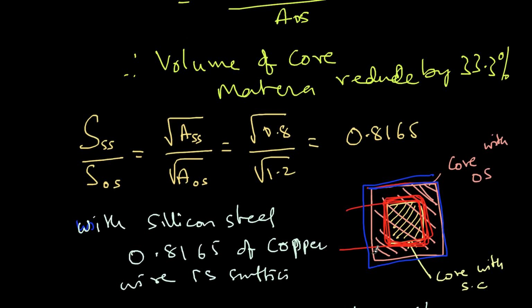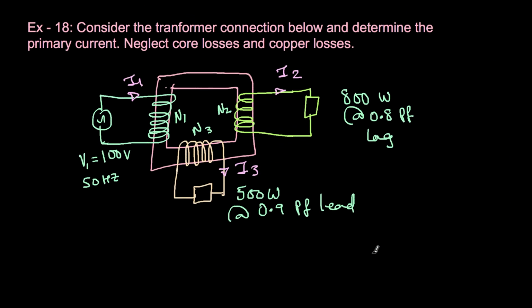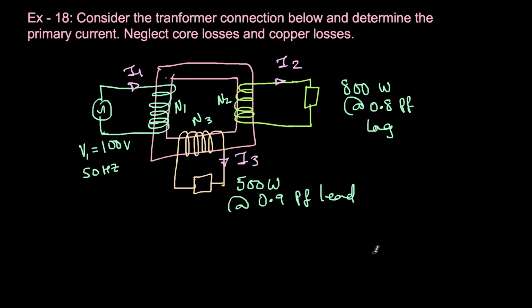All right, let's continue. This is kind of my own problem. Consider the transformer connections given below. Determine the primary current, neglecting the core losses and copper losses. And may I also ask you to draw the vector diagram.